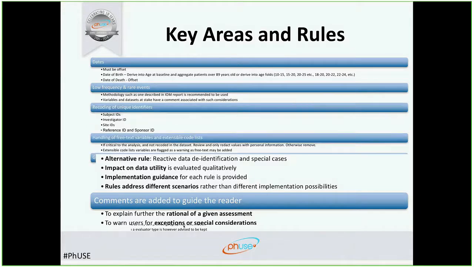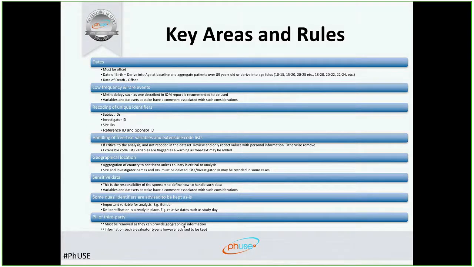We've been looking at different areas, and we've been defining rules for dates, low frequency and rare events, recording of unique identifiers, handling of free text variables and extensible code lists, geographical location, sensitive data. I'm going to talk about that a bit more later on, and so on and so forth. So it's quite extensive, you could say, the areas and the variables that we've been assessing, and hopefully this will help companies not to miss out on certain co-identifiers that may be hidden or may be not that obvious.